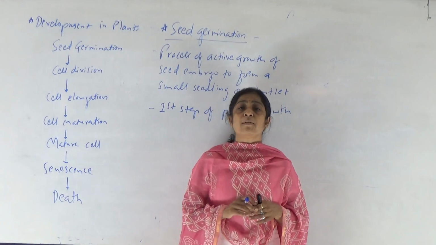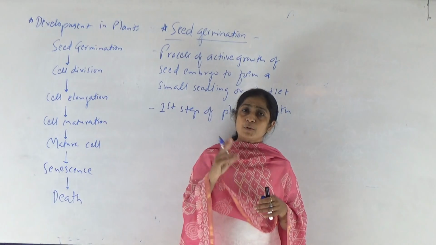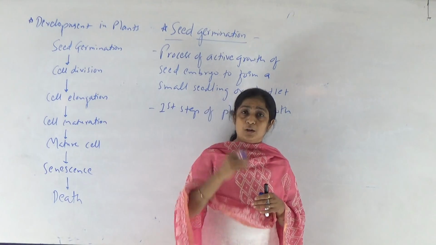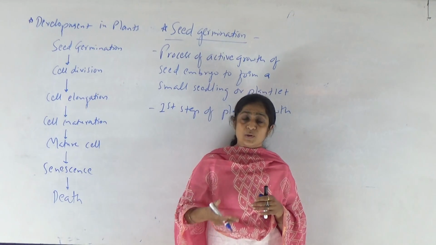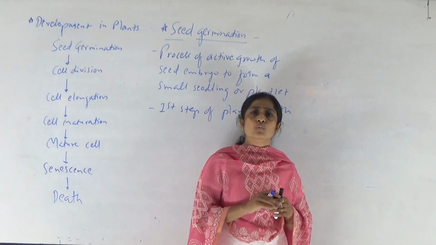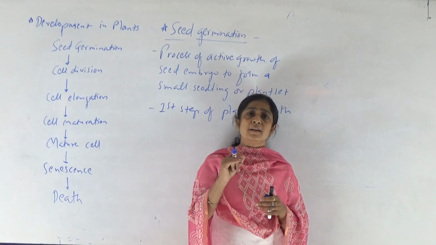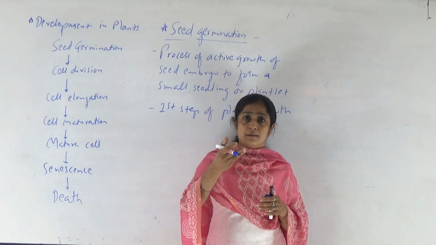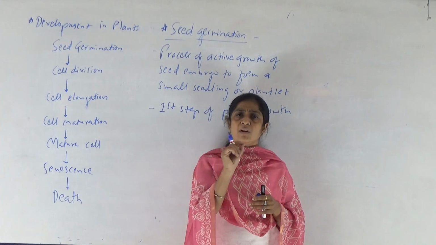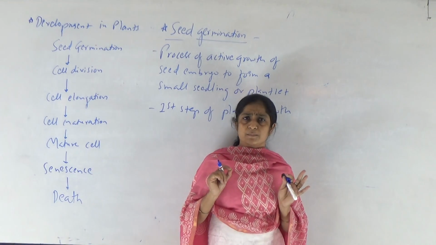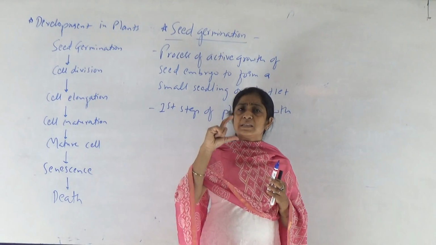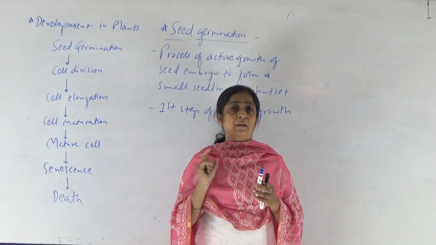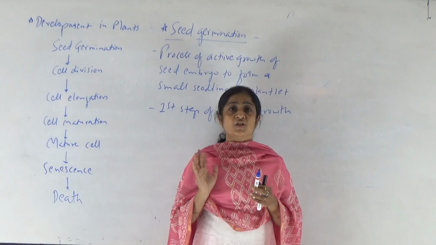Meanwhile, the upper tip of the embryo axis, the plumule, protrudes from the seed towards the sky, that is towards the upper side, and develops into the shoot system. Initially, when it comes above the soil, it forms one or two small green colored leaves, and this is nothing but a small seedling or small plantlet. So this is how seed germination takes place.